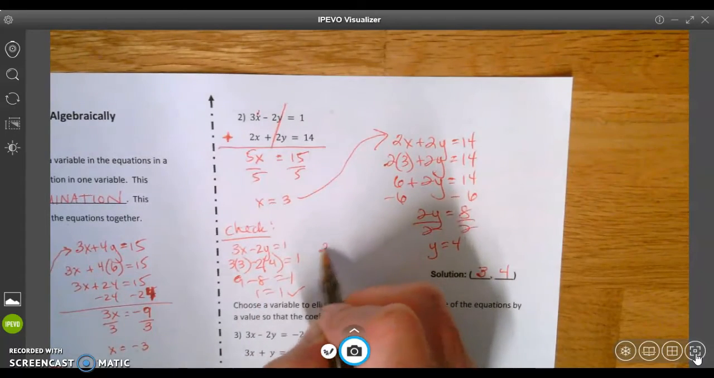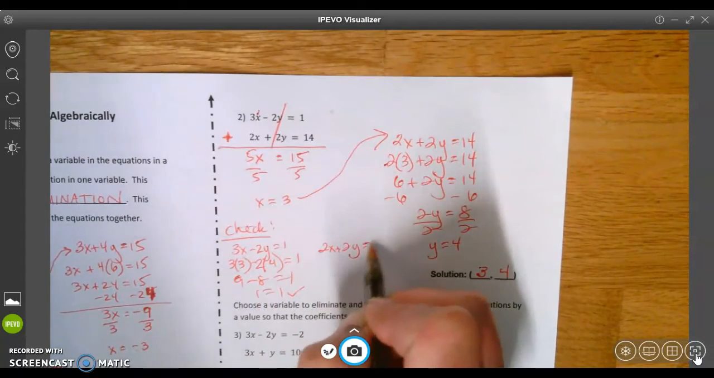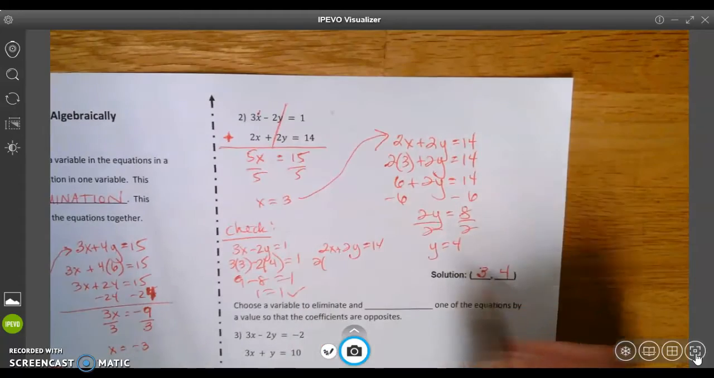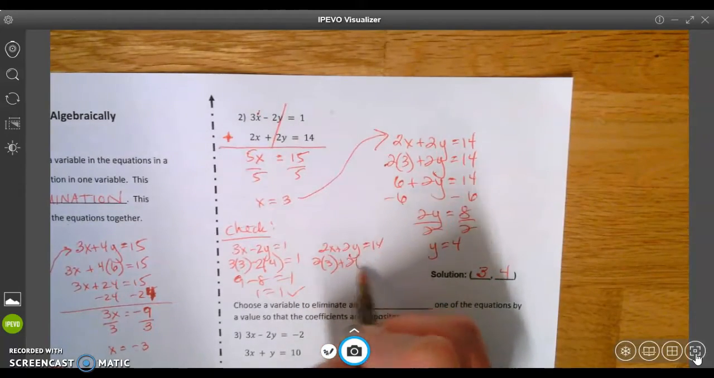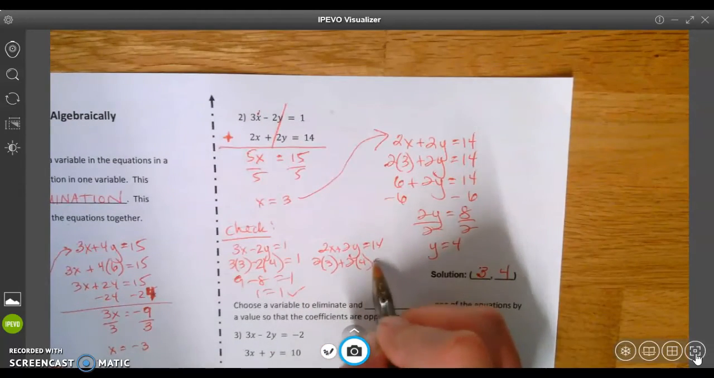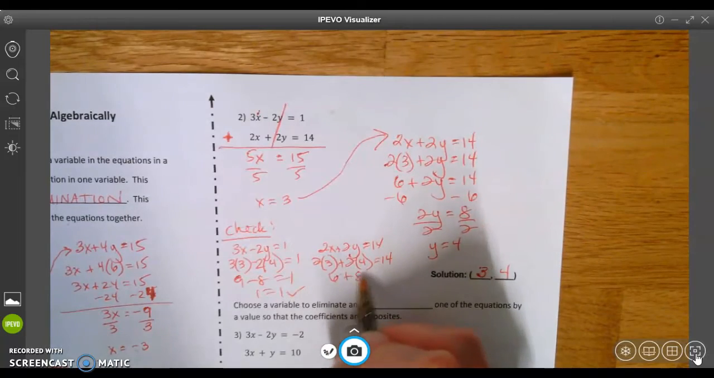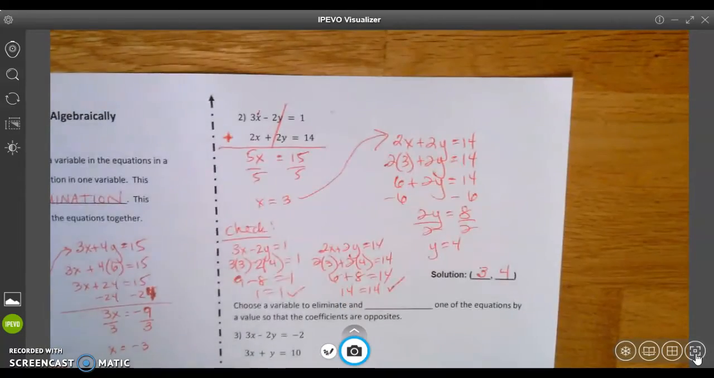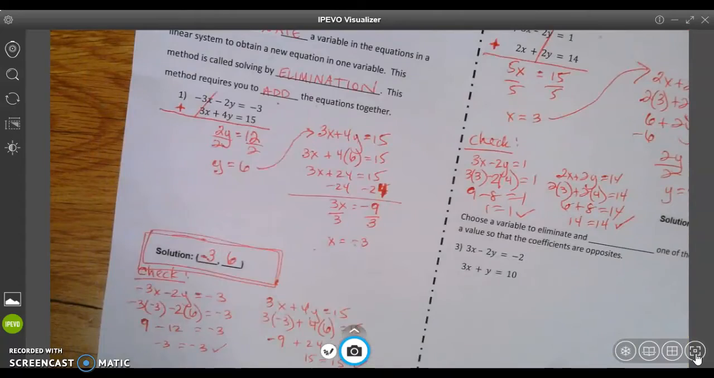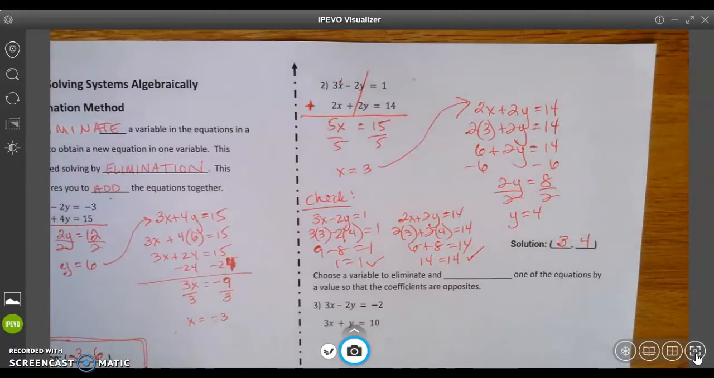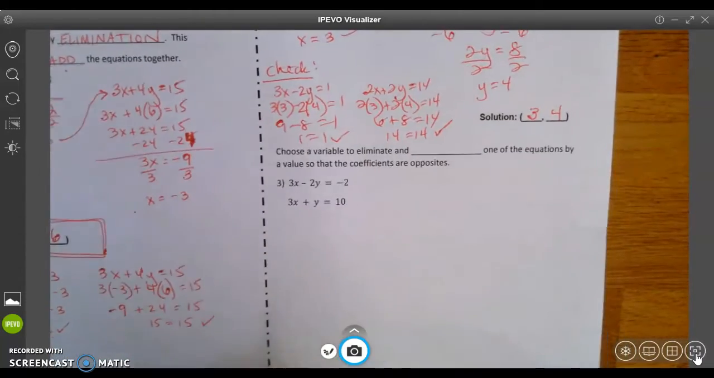That one worked. And 2x's plus 2y's should be 14. And it works. Now, you're probably saying this is way too simple. It can't all be this easy. Well, you're kind of right.